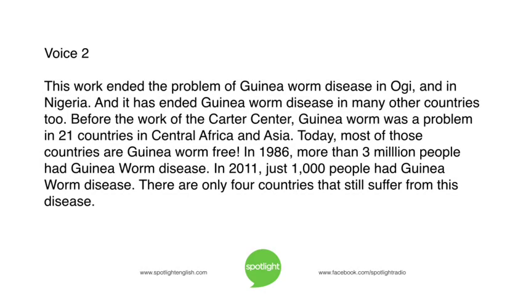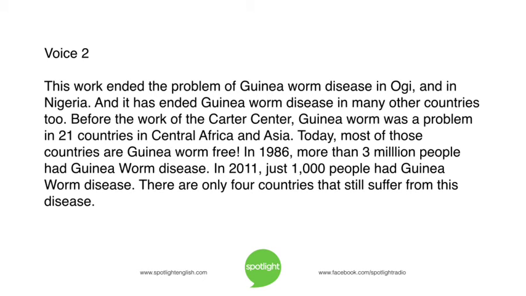This work ended the problem of Guinea worm disease in Ogi and in Nigeria, and it has ended Guinea worm disease in many other countries too. Before the work of the Carter Center, guinea worm was a problem in 21 countries in Central Africa and Asia. Today, most of those countries are guinea worm free.